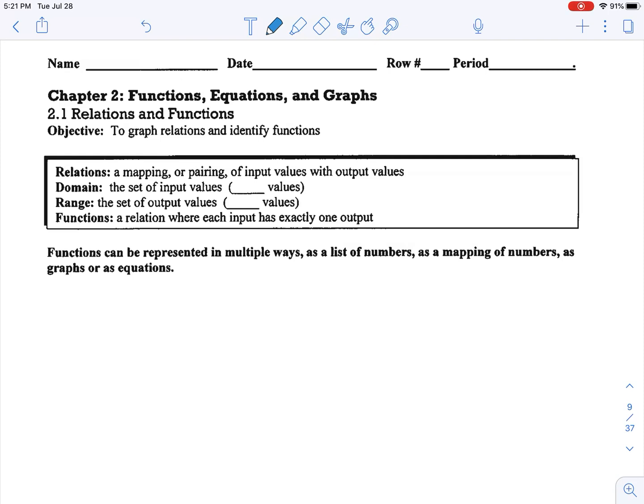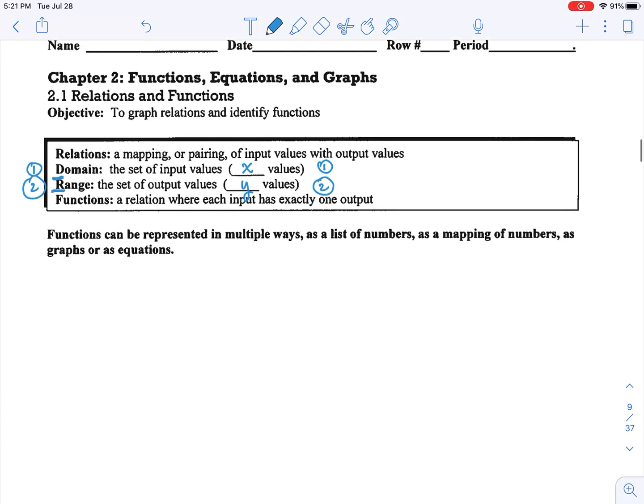What is the domain? The domain is, if you recall, the set of all input values, or your x values, whereas your range is your set of output values, your y values. In Algebra 1, to get my students to distinguish the difference between the two, I remind them that D comes before R in the alphabet, as well as X comes before Y in the alphabet.